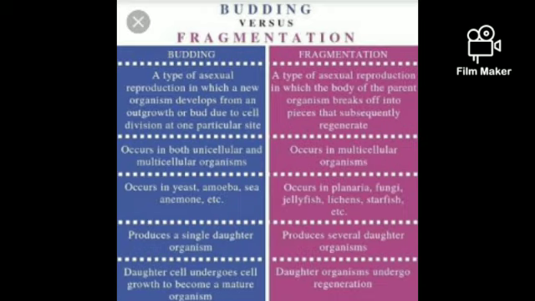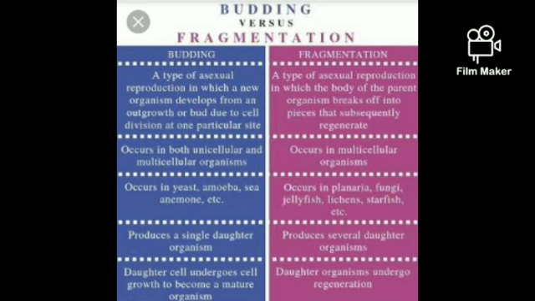Budding versus fragmentation. Budding is a type of asexual reproduction in which a new organism develops from an outgrowth or bud due to cell division at one particular site. Fragmentation is a type of asexual reproduction in which the body of the parent organism breaks off into pieces that subsequently regenerate. Budding occurs in both unicellular and multicellular organisms, and fragmentation occurs only in multicellular organisms.